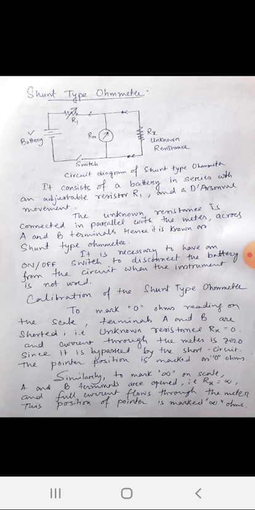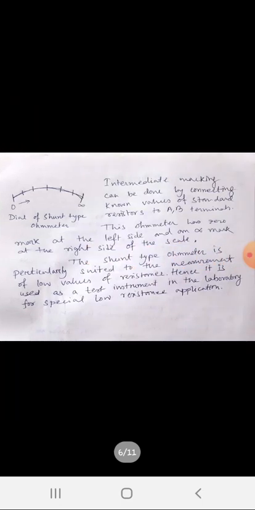Okay, and full current flows through the meter. If you look at the circuit, that is if A and B terminals are open circuited, all the current will flow through the meter. In this position the pointer is marked as infinite ohm. That means in this case all the current will flow through the meter. So we are getting the pointer at the extreme right.